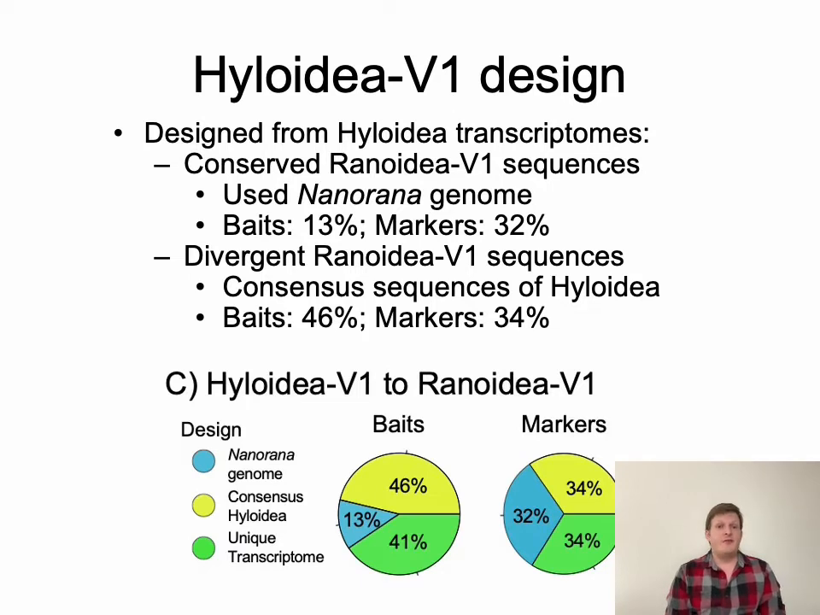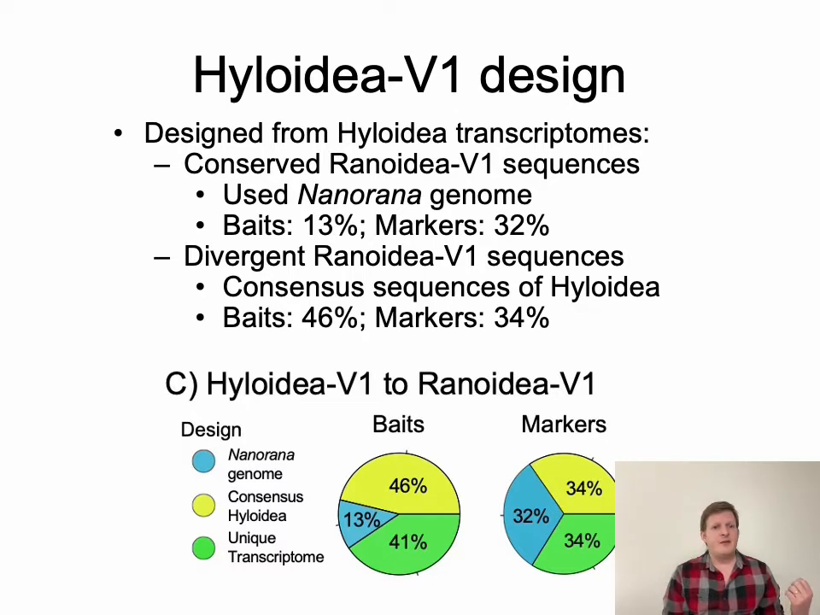For the Hyloidea version 1 design, which is the second probe set, I used a combination of different approaches. There were no genomes available for this clade at the time, so we had to rely on transcriptomes and the Anuran Parkeri genome. In blue, 13% of the baits and 32% of the markers are conserved enough that I was able to use the Anuran Parkeri sequence and be within the threshold where the probes would still capture these loci. These are not very variable, but have enough variation that they can be captured across all frogs and provide a nice backbone.